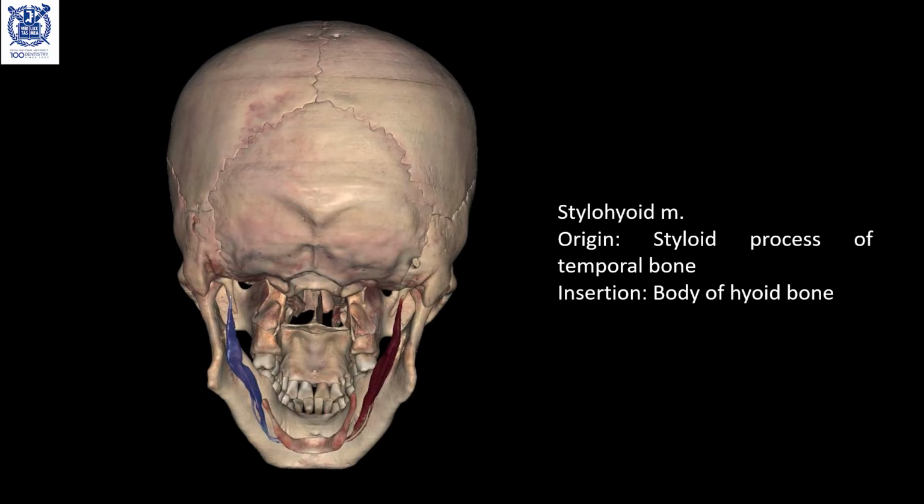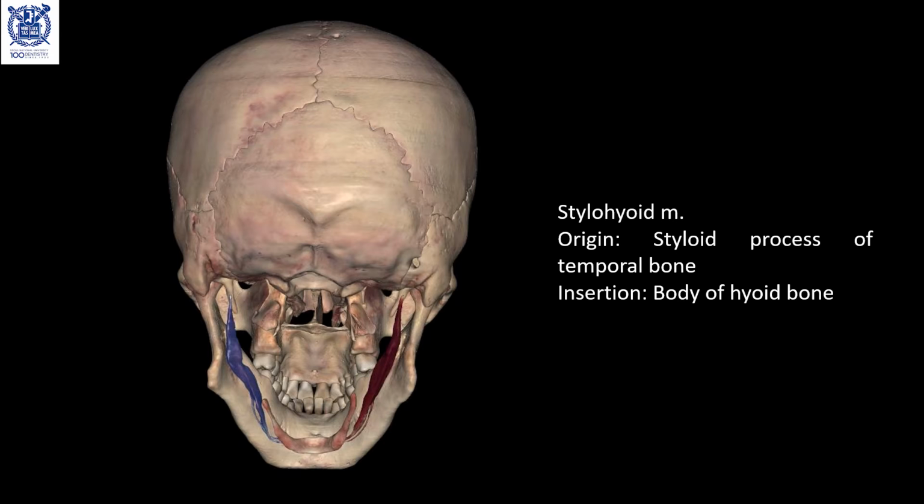Stylohyoid muscle. It is a slender muscle lying anterior and superior of the posterior belly of digastric muscle. This muscle originates from the posterior and lateral surface of the styloid process of temporal bone near the base. Passing inferior and anterior, it inserts into the body of the hyoid bone at its junction with the greater cornu and just superior to the omohyoid muscle. This muscle is perforated near its insertion by the intermediate tendon of the digastric muscle.